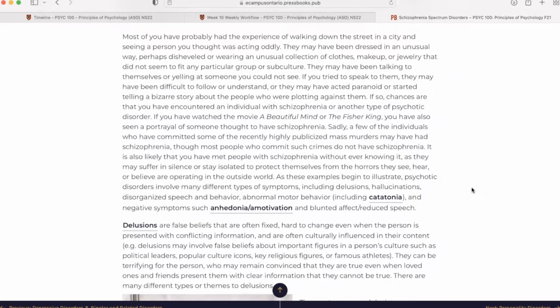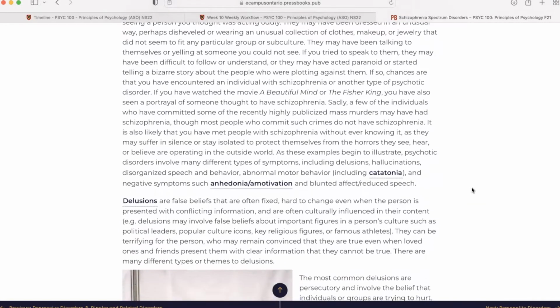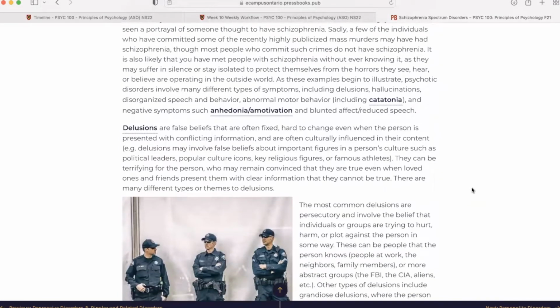It is also likely that you have met people with schizophrenia without ever knowing it, as they may suffer in silence or stay isolated to protect themselves from the horrors they see, hear, or believe are operating in the outside world. As these examples begin to illustrate, psychotic disorders involve many different types of symptoms, including delusions, hallucinations, disorganized speech and behavior, abnormal motor behavior, including catatonia, and negative symptoms such as anhedonia, blunted affect, and reduced speech.